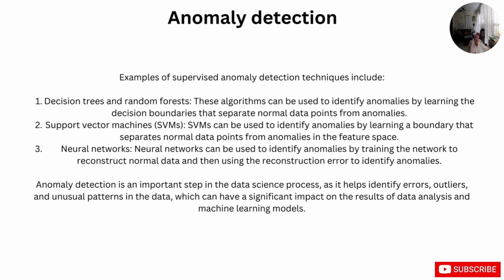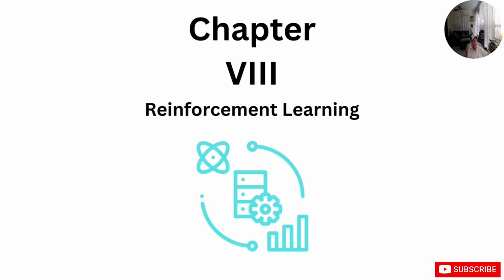Anomaly detection is an important step in the data science process as it helps identify errors, outliers, and unusual patterns in the data, which can have a significant impact on the results of data analysis and machine learning models. Chapter 8, Reinforcement Learning.